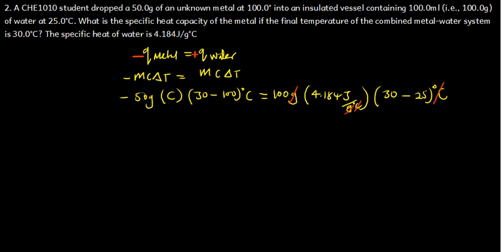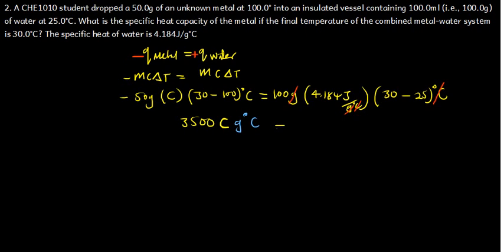So what you are going to get, if we subtract 30 minus 100, that is going to give us negative 70. And negative 70 times negative 50, that is going to be 3,500. And then we have got C here. And then we have got the units which have remained, grams and degree Celsius.